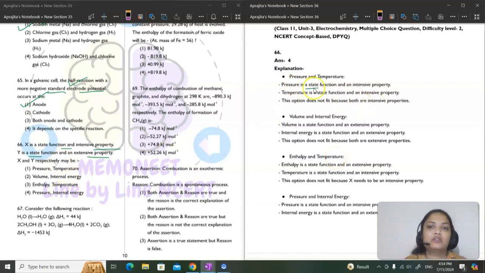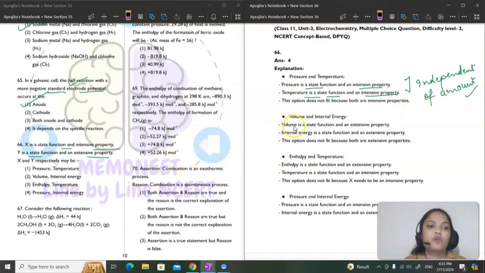So pressure, students, is a state function and intensive property. Temperature is also a state function as well as an intensive property. Okay, it is not extensive. It is independent of the mass, or independent of the amount of the substance. Okay, so they are intensive properties.